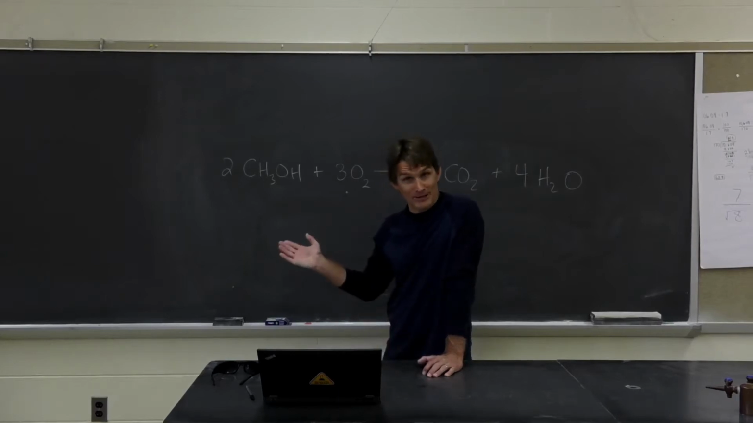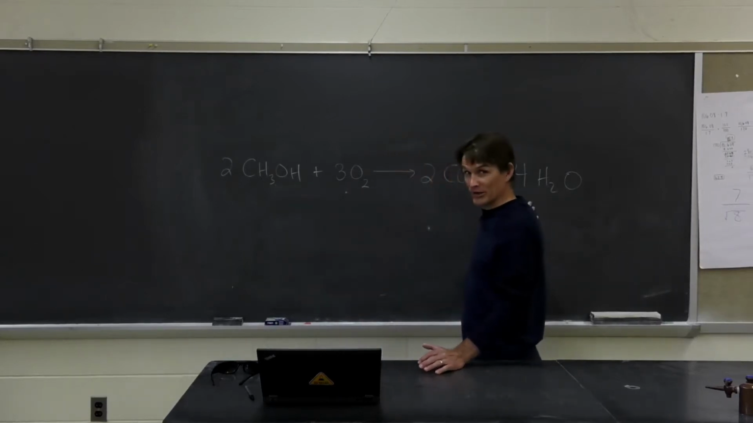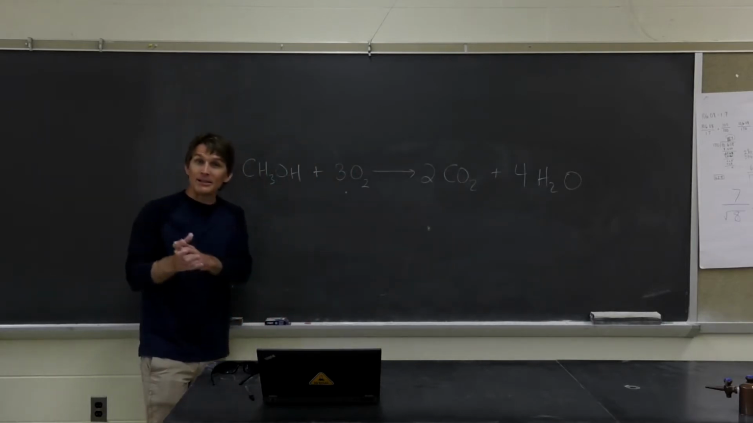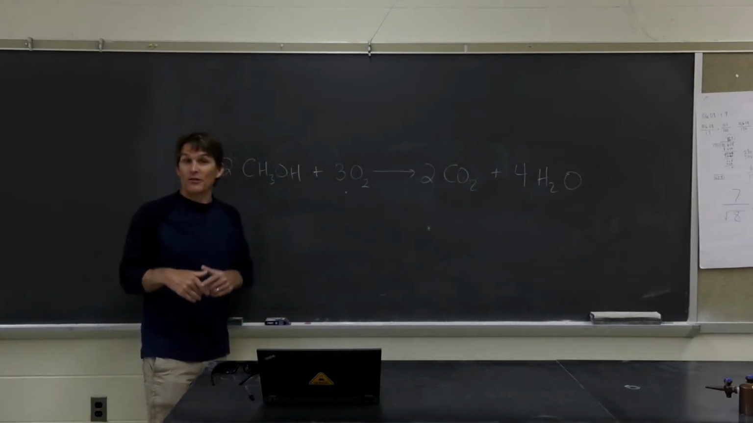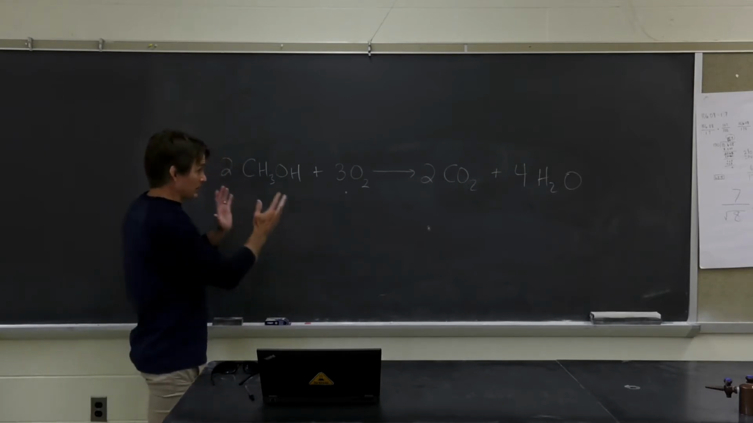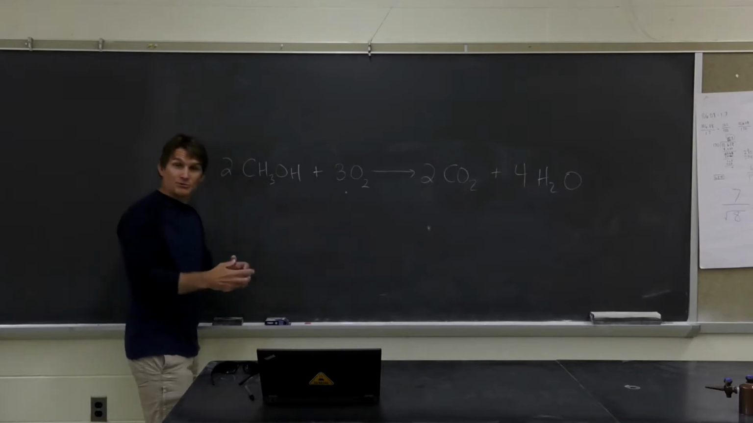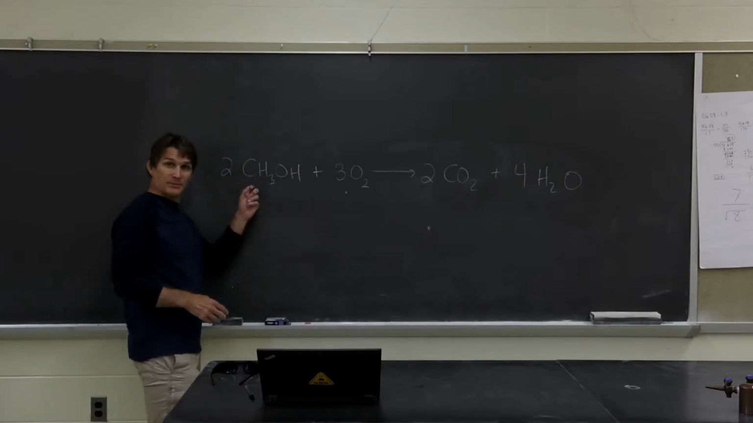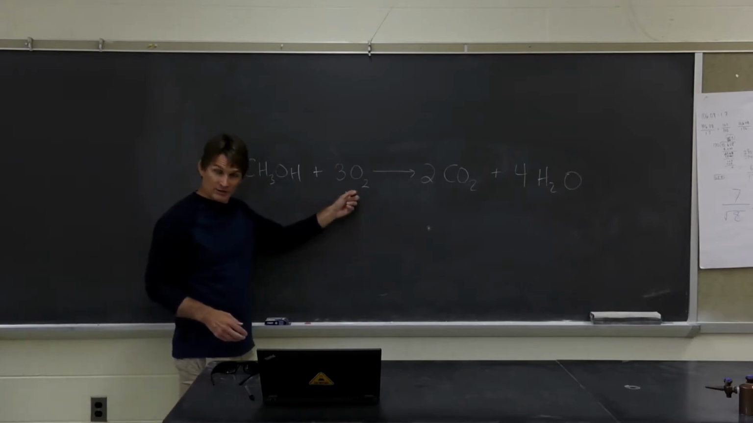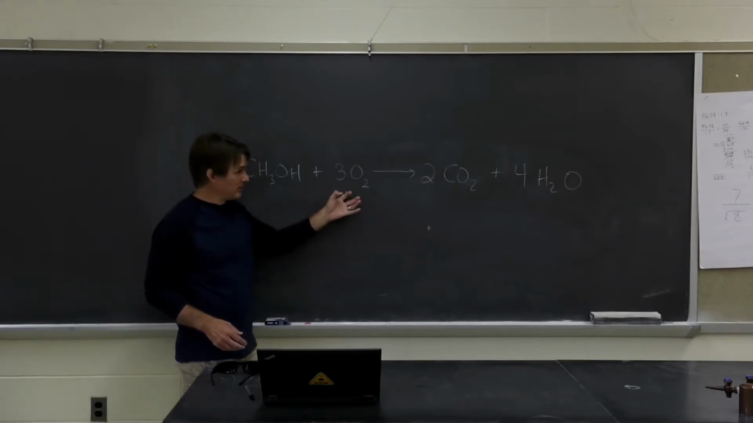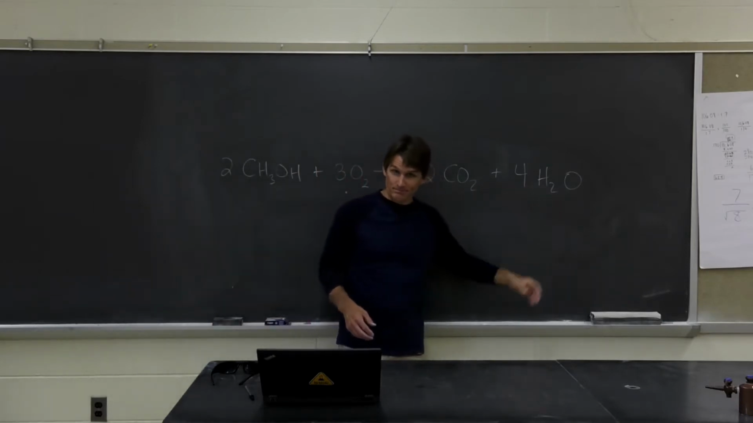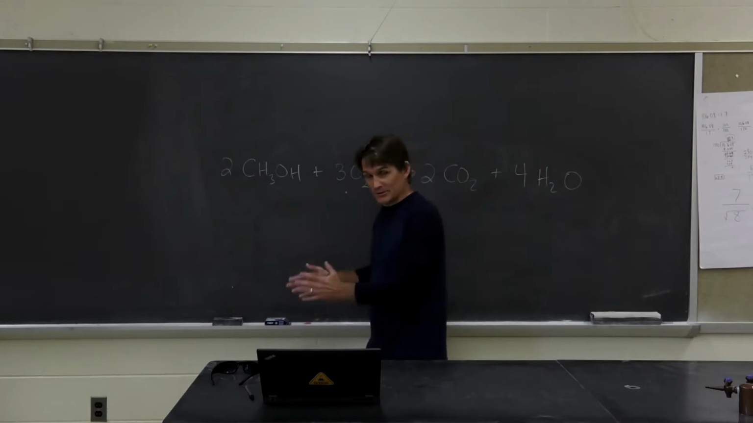All right, let's talk about this chemical equation that we've written here. This chemical equation represents the reaction that we saw, which we call the combustion of methanol. A combustion reaction, such as is represented here, is a reaction in which a carbon-containing material is burned in oxygen, so it reacts with oxygen to form carbon dioxide and water. So that's our representation here.